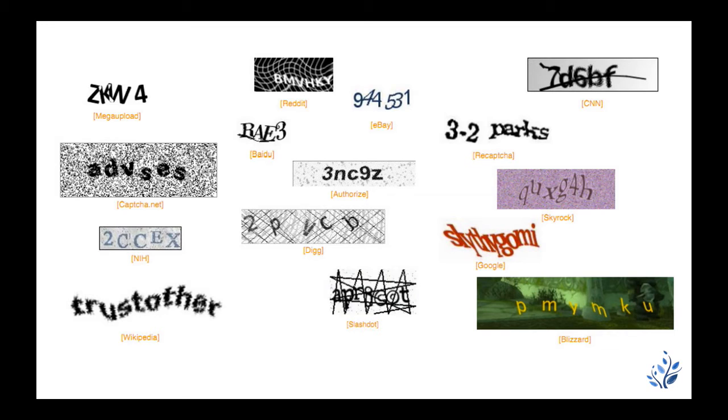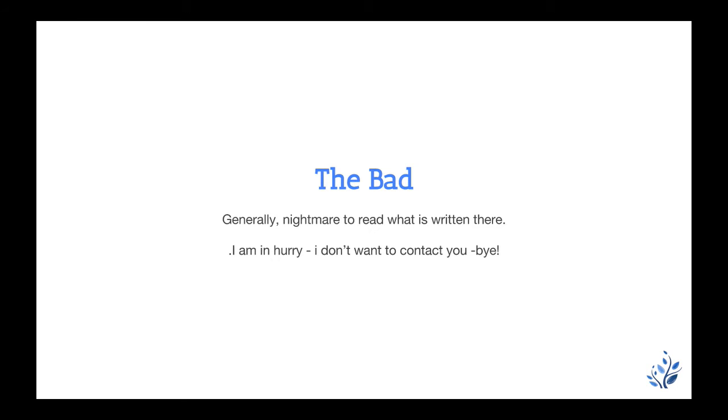But as you see, like the last one, in Wikipedia, someone who has some kind of problem understanding what is written in the background would struggle. Sometimes the background, for example this one, Slashdot, is very tough to understand, so even a normal user cannot type it correctly. So the bad is, as I said, it's a nightmare to read what is written there.